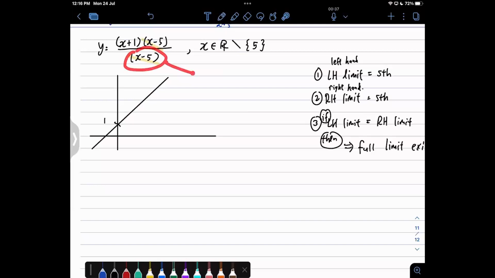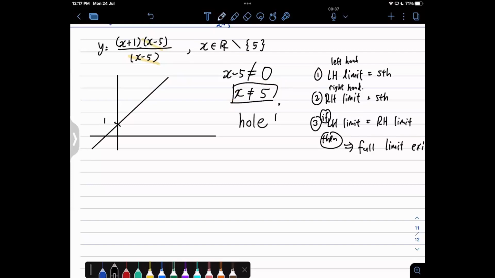When you have a denominator, what must you always do? Set denominator not equal to 0, not cancel yet, because you cannot divide by 0. Bring it over, you get x not equal to 5. So what do we get? A problem. It could be a vertical asymptote, or in this case, if they can cancel away, what do you call this? A hole. Right, there'll be a hole in the graph.